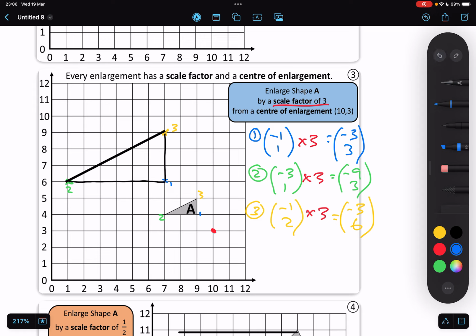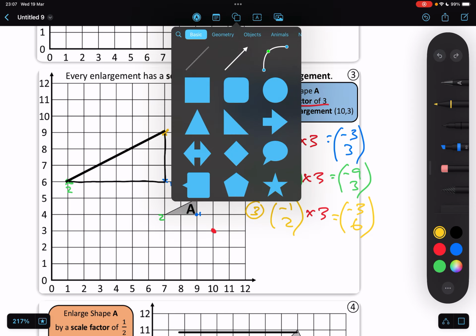Do you remember what it is? The rays. Now, with the rays, the line goes from the center of enlargement and it should go through the vertices, so the corners. If it goes through 1 here, it should go through 1 there. When it goes through 3 here, it should go through 3 there at the same time when we extend the line. So let's get the lines here.